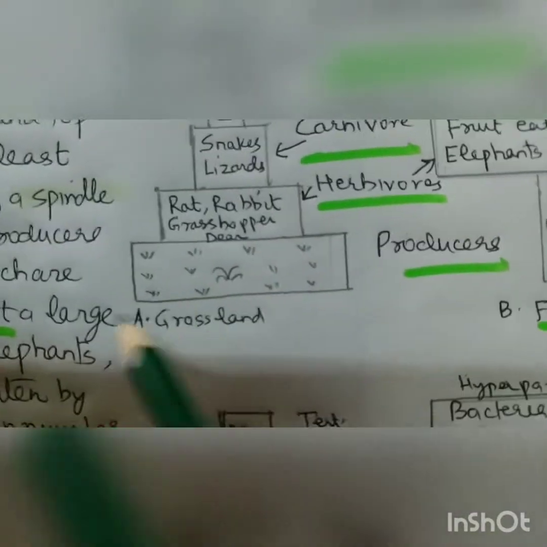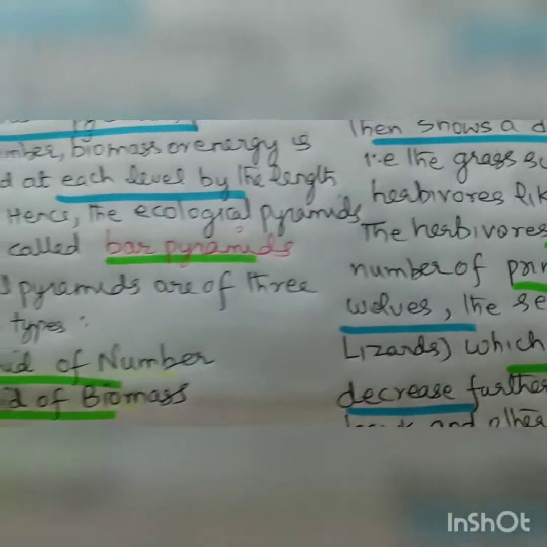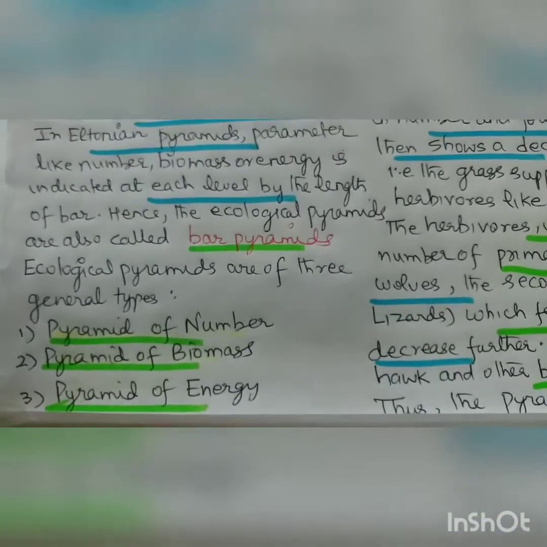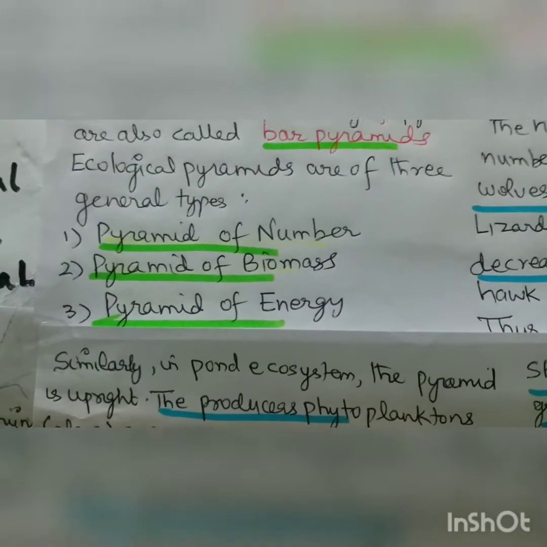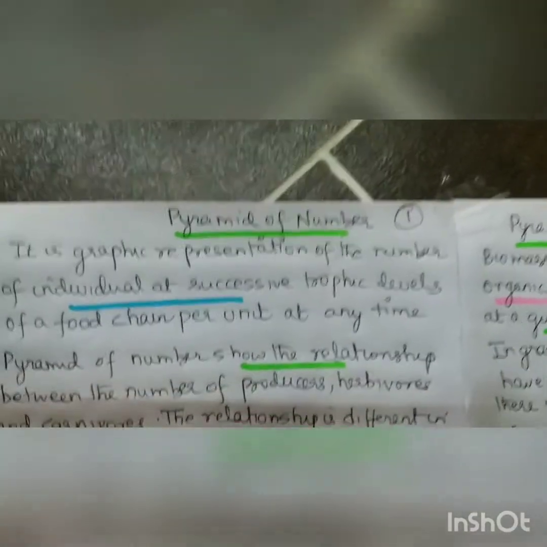See, this is the length of the bar. Hence, these ecological pyramids are also called bar pyramids. The ecological pyramids are of three general types: pyramid of number, pyramid of biomass, and pyramid of energy. Now we are first starting with the pyramid of number.